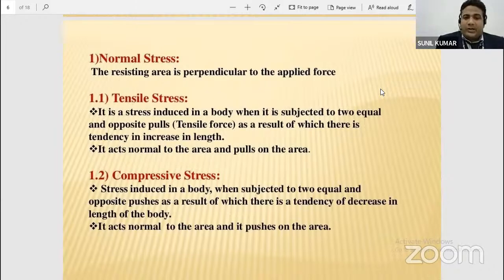If you're talking about compressive stress, it means stress induced in a body when subjected to two equal and opposite pushes, as a result of which there is a tendency for the length of the body to decrease. A decrease in length means we have applied equal force in the push direction. So if you push any object, any bar, any material, then compressive stress is generated. It acts normal to the area and pushes on the area. So this is a very, very important topic.